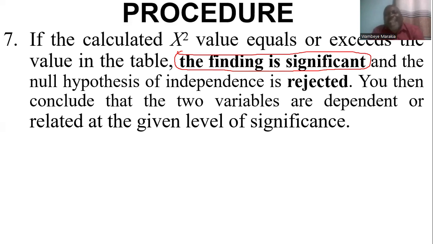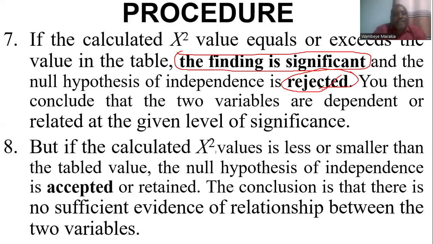If the calculated chi-square is greater than or equal to the value in the table, and these values you call the critical values, then the finding is significant. And the null hypothesis of independence is rejected. Very important word, rejected. Then you conclude that the two variables are dependent or they are related at a given level of significance.